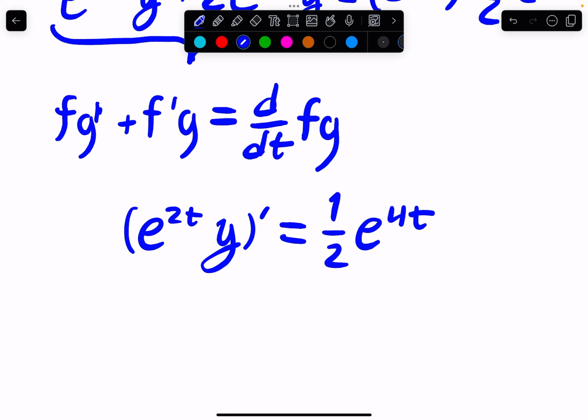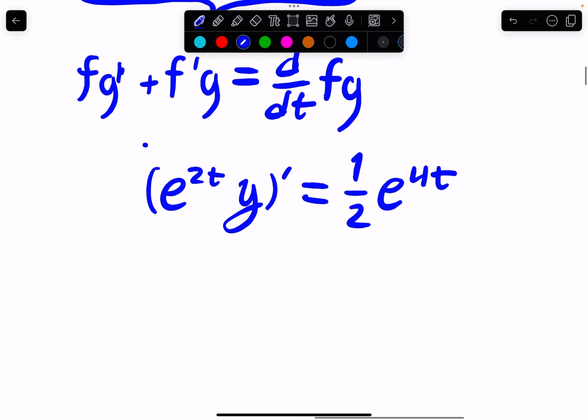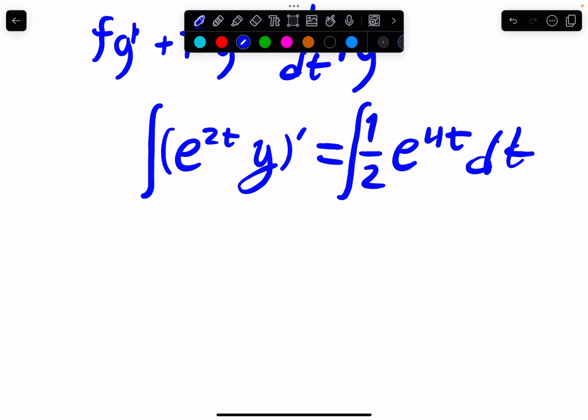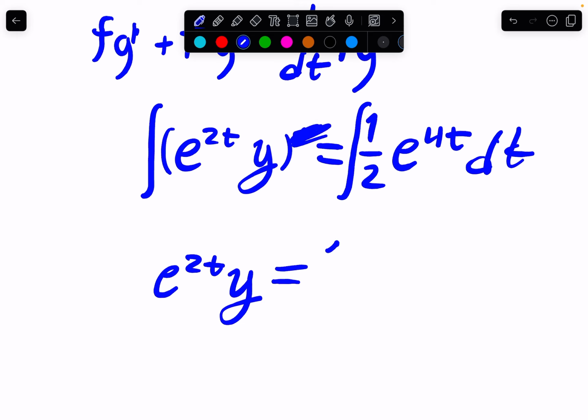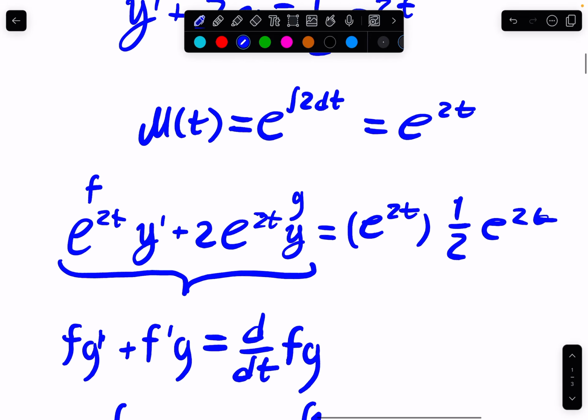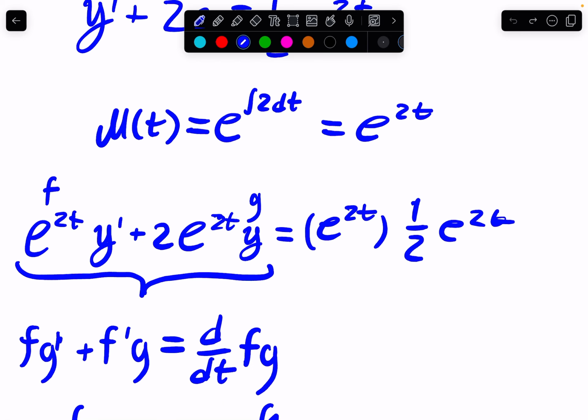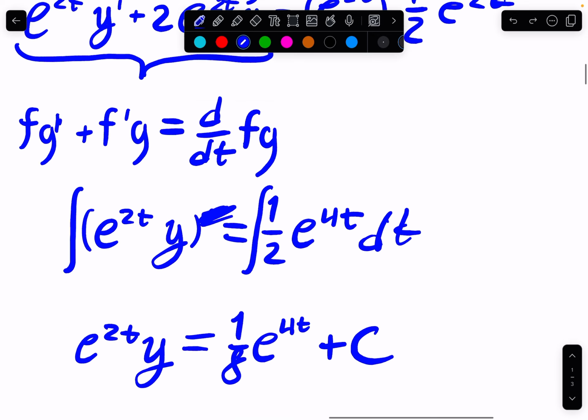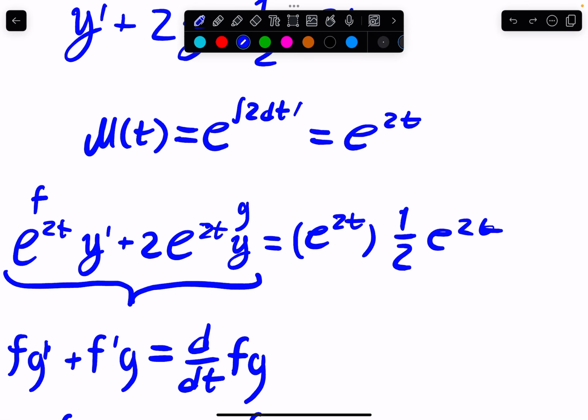Now we have the left-hand side in a convenient form where we can just go ahead and integrate. So that's what we're going to do. When we do that, I already worked it out: it is e to the 2t times y, obviously, because we're just eliminating the derivative, equals 1/8 e to the 4t plus c. And I should mention that we didn't include the plus c up here. It's not really necessary and won't help you all that much. So don't include plus c here.